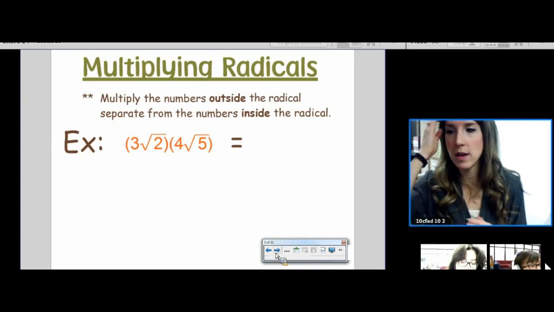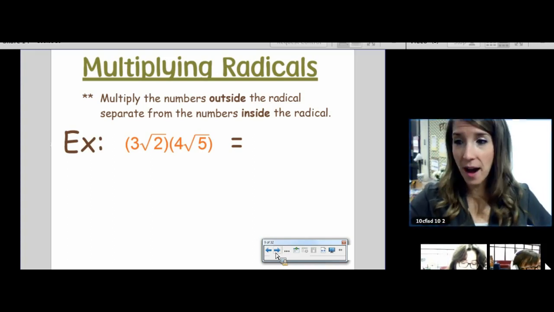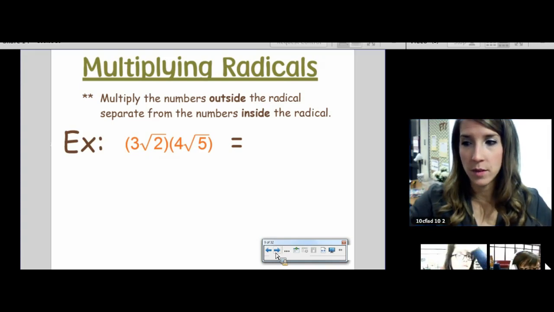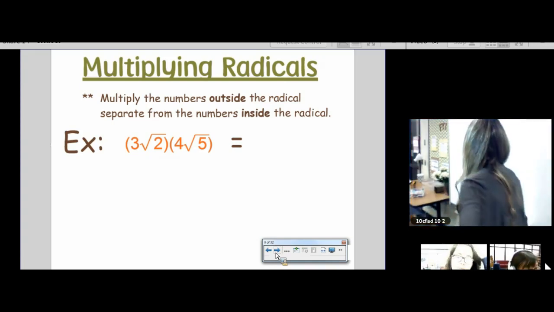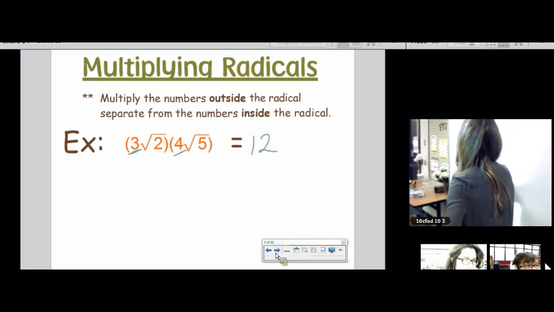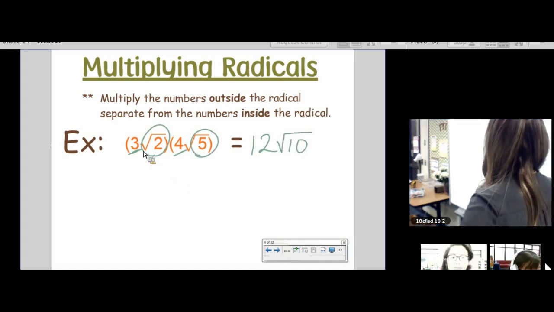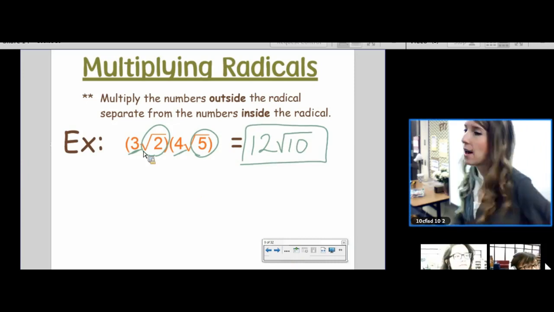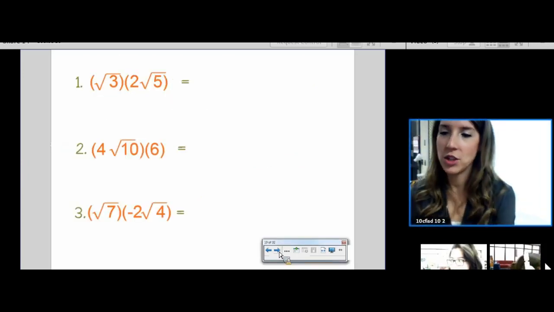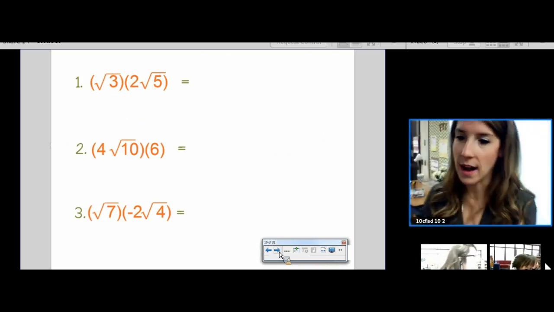So what do we do when we want to multiply a radical? Surprise, surprise. We multiply the numbers on the outside of the radical separate from the numbers inside the radical. So it's as easy as this. 3 times 4, 12. Square root 2 times square root 5, 2 times 5, square root 10. So you're allowed to multiply the radicands together. Go ahead and try these 3 examples, practicing your new skill of multiplying radicals.